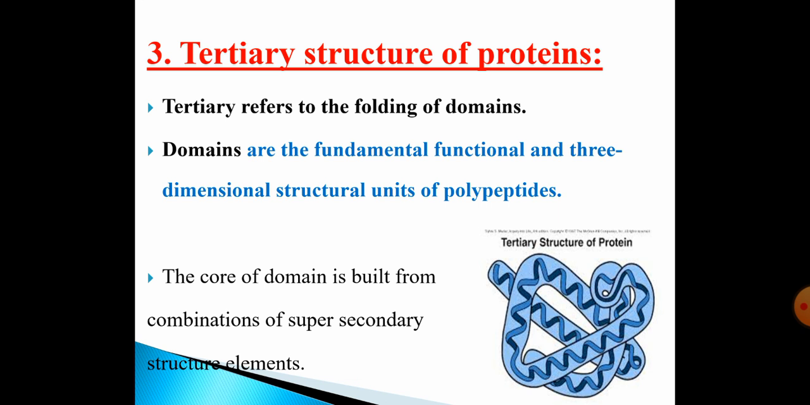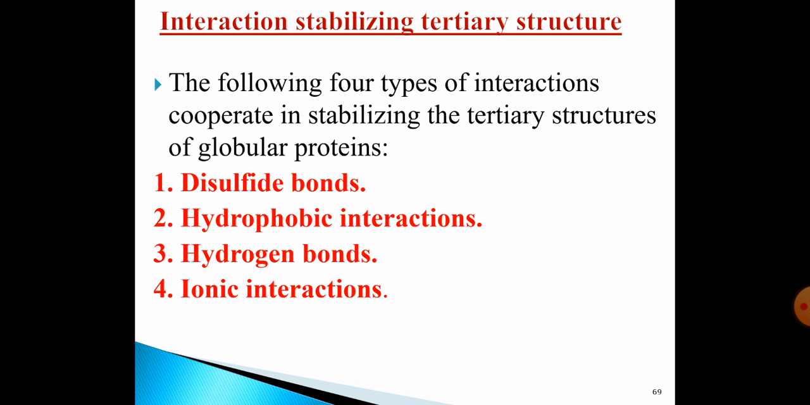This is regarding the secondary structure and fibrous proteins. Now we go to the tertiary structure of the protein. Tertiary refers to the folding of the domains, the fundamental functional and three-dimensional structure of polypeptides. The core of a domain is built from a combination of supersecondary structures. So it's a unit; tertiary structure already tells us the units.